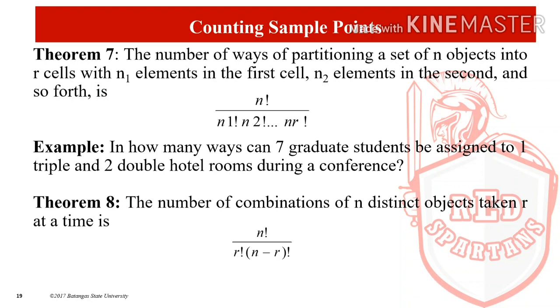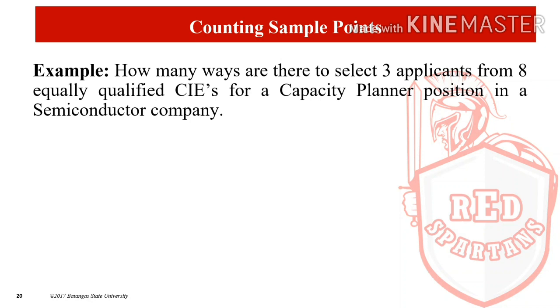So, example, how many ways are there to select 3 applicants from 8 equally qualified CIEs for a capacity planner position in a semiconductor company? So, kita naman natin sa problem na combination yung gagamitin natin since naka-general yung set. So, merong 8 equally qualified CIEs, then magsiselect ng 3 applicants, any order. Wala namang restriction na sinabi. So, ang gagawin nyo lang dyan sa calculator, para mas madali, 8, tapos shift divide, yung nCr, tapos 3. Then equals 56 ways yung ating sagot.